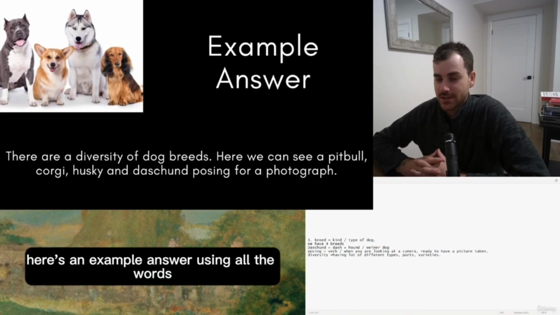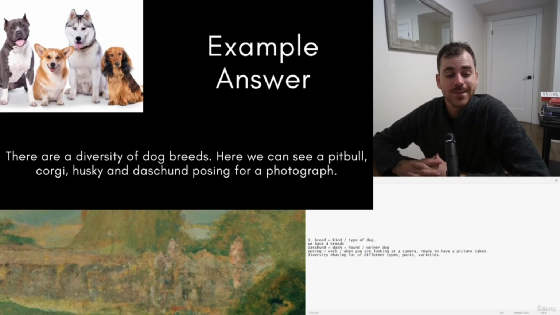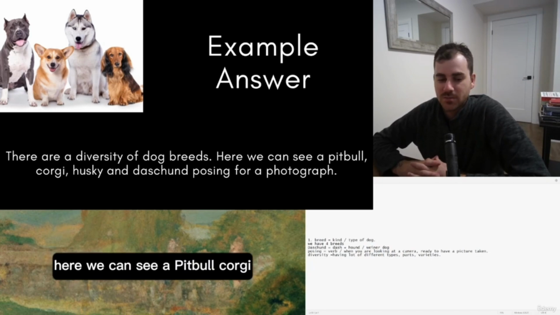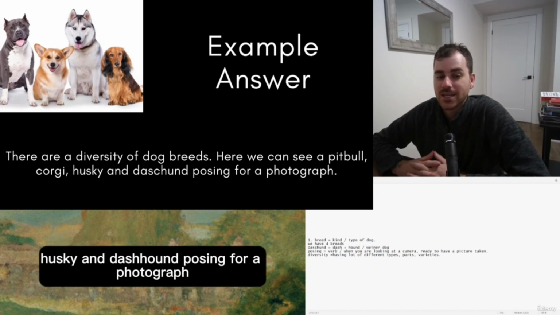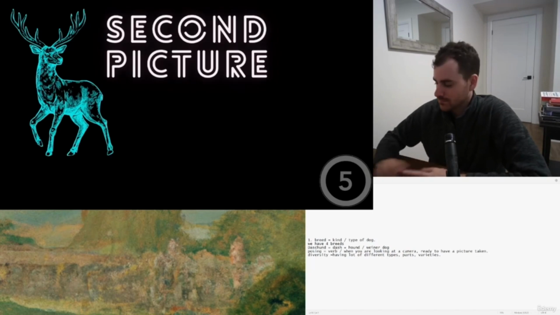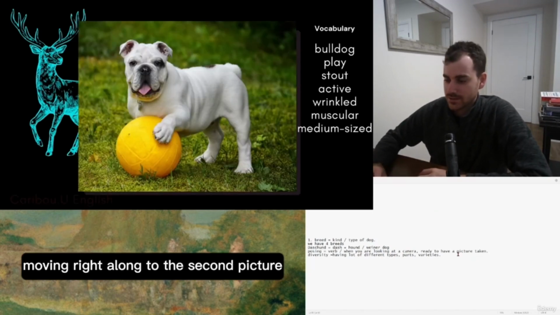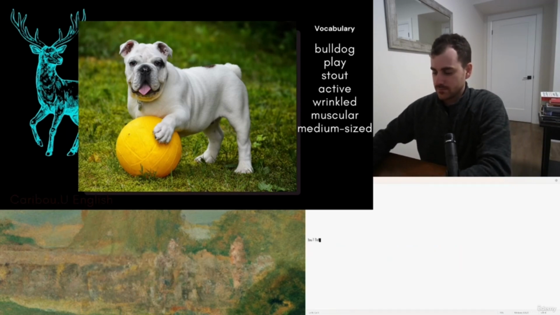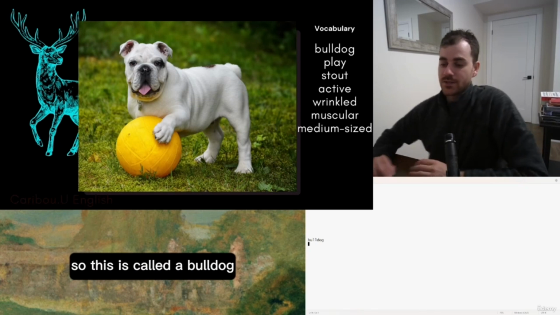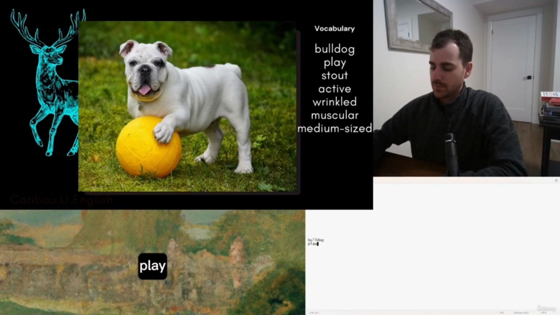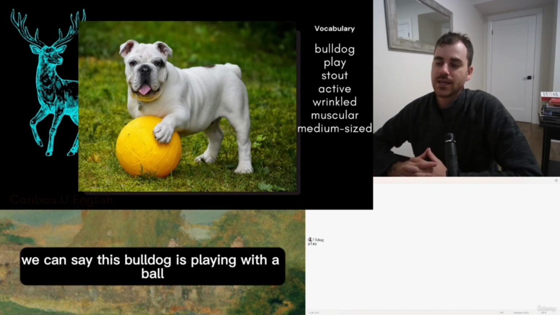Here's an example answer using all the words. There are a diversity of dog breeds. Here we can see a Pit Bull, Corgi, Husky, and Dachshund posing for a photograph. Moving right along to the second picture, we have a bulldog. So this is called a bulldog. Play. We can say this bulldog is playing with a ball.